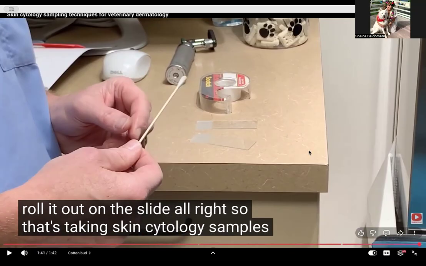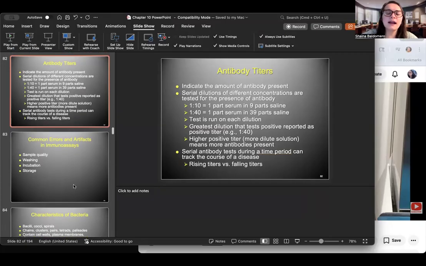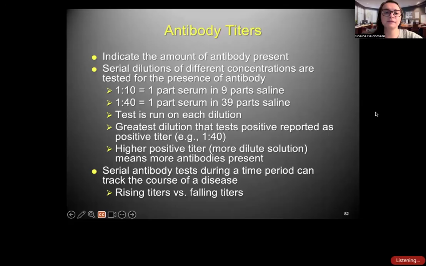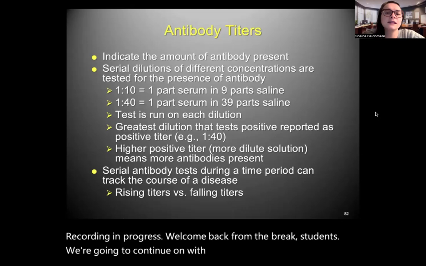All right, so that was it for some sample collection methods for cytology testing. So what we're going to do, class, is go on a quick break, and then when we come back from the break, we will resume the slides here. Welcome back from the break, students. We're going to continue on with our slides.